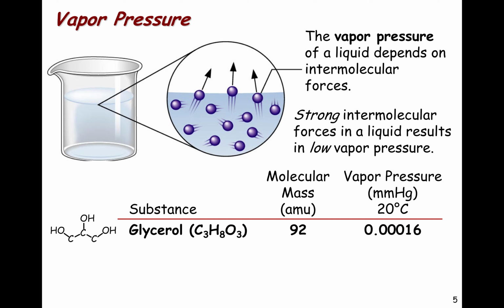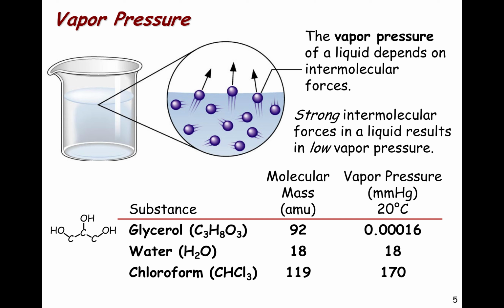If we look at some data, we see that glycerol, which has relatively strong intermolecular forces in terms of the hydrogen bonding that is occurring, has a pretty low vapor pressure. Compare that to water, which has slightly fewer hydrogen bonding interactions per molecule and has a lower molar mass. Therefore, the vapor pressure goes up a little bit. And if we go to look at something like chloroform, which has only dipole-dipole forces, now our vapor pressure goes up even more. And then finally we get to something that has nothing but London dispersion forces, and now we have a significantly higher vapor pressure for something like pentane.